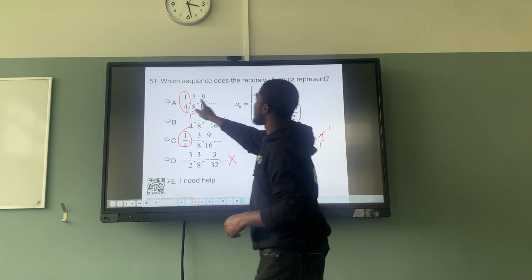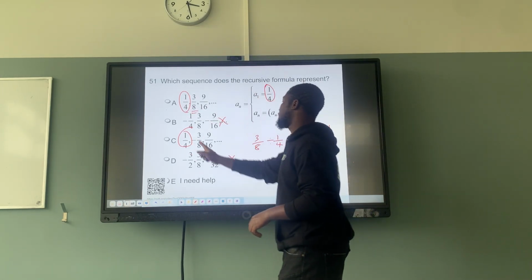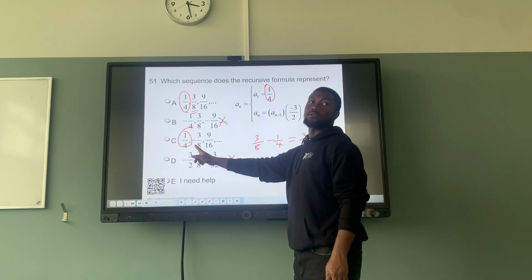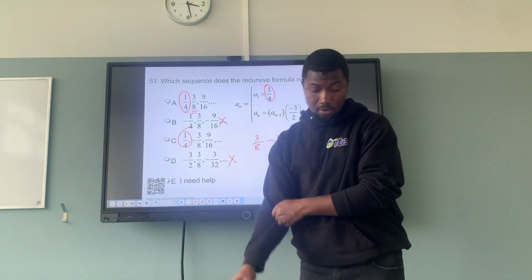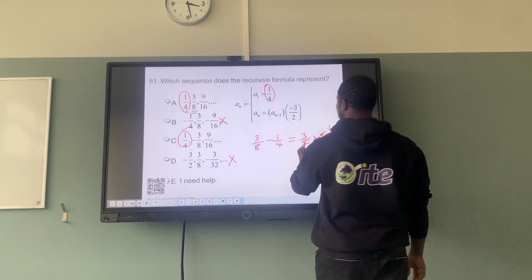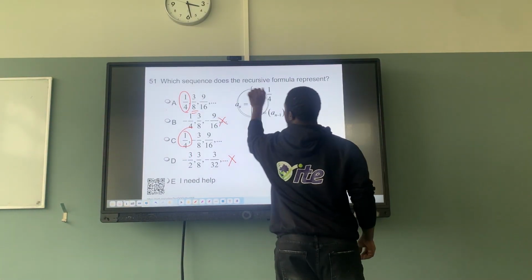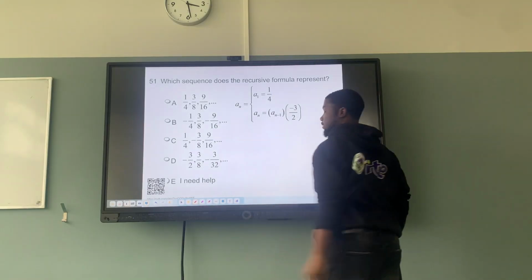If I look at this sequence, they are all positive. This one is negative, so the possibility for it to be negative is on letter C. So the correct answer is option C. Option C is the correct answer.